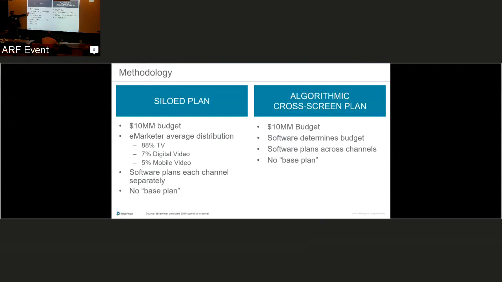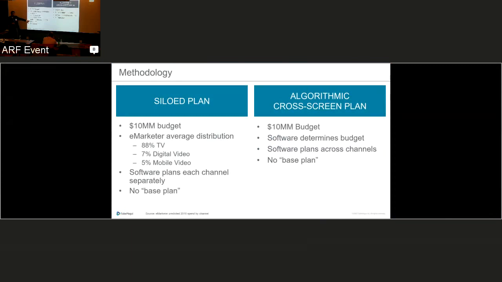We're going to build what we call a siloed plan, meaning we're going to take an average buy across the channels that we look at. The channels here are TV, digital video, mobile video. We simplified for the purposes of this research. And we're going to take the average distribution of budget according to eMarketer, right? So we're going to imagine that people are buying the way that your average advertiser buys. Now, averages are obviously averages, and they have challenges. We'll talk about that in a minute. But your average advertiser spends 88% of their money on TV, 7% on digital video, and 5% on mobile video within the video space, right?